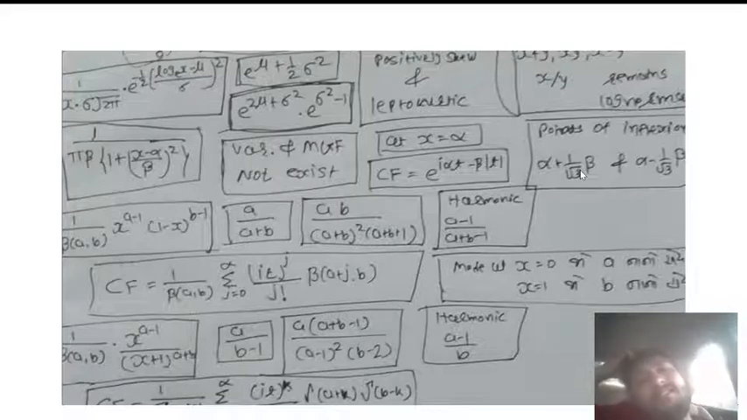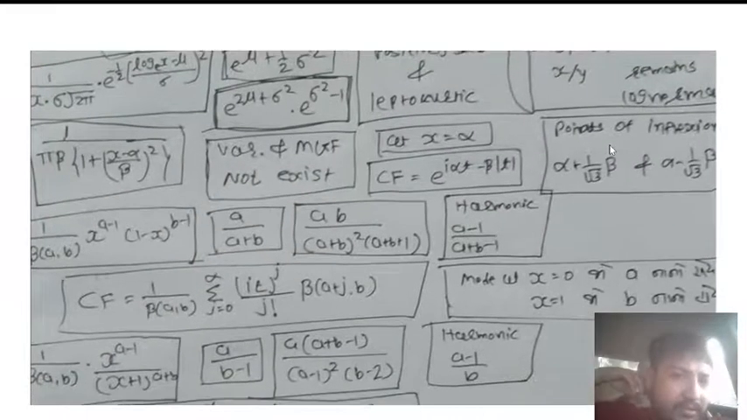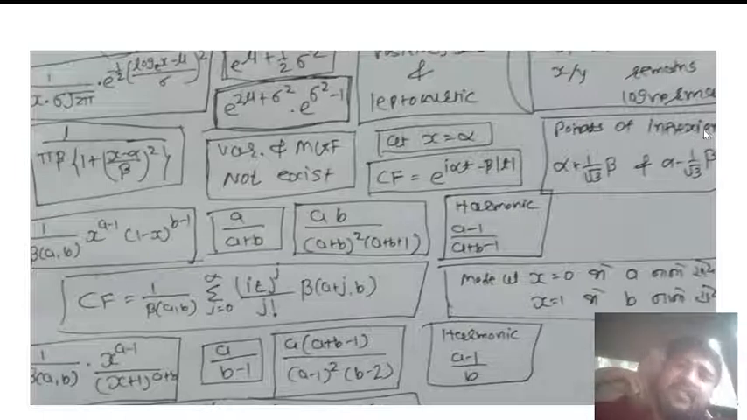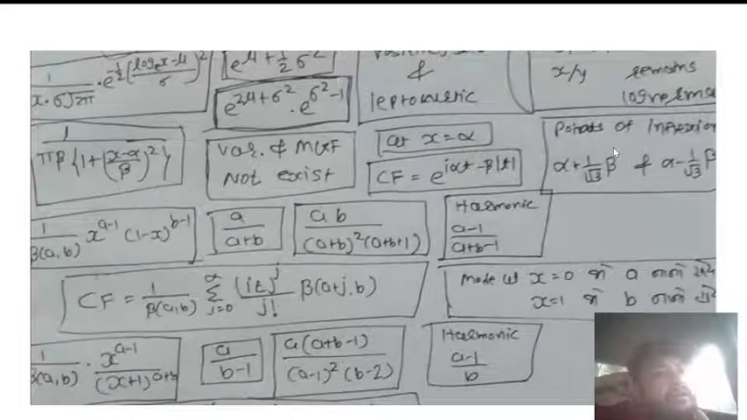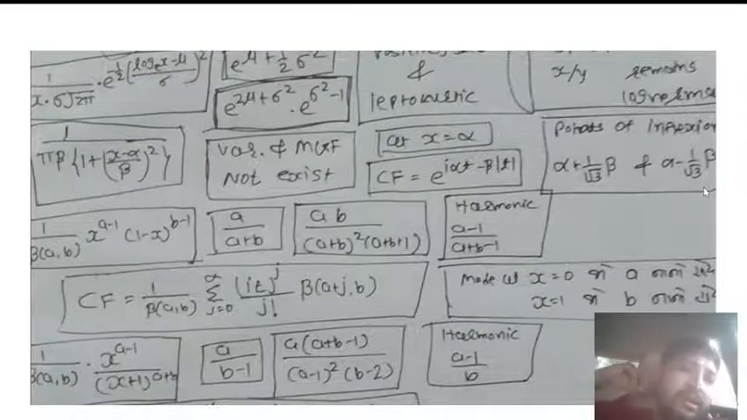Now points of inflection. This is another thing to remember. Points of inflection means when you draw a graph, the point where the curve changes its bend, going up or down, is called a point of inflection. So the points of inflection of the Cauchy distribution are alpha plus 1 upon under root 3 beta and alpha minus 1 upon under root 3 beta. That's okay to remember. That was easy.